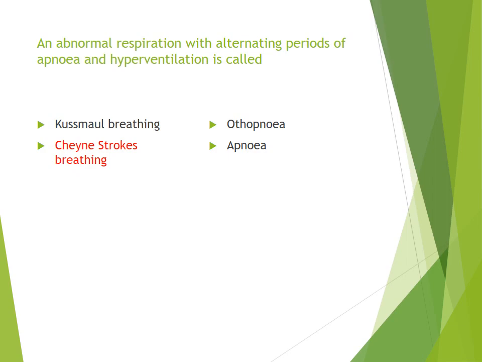Next question. An abnormal respiration with alternating periods of apnea and hyperventilation is called options A. Kussmaul's breathing, B. Cheyne-Stokes respiration or Cheyne-Stokes breathing, C. Orthopnea and D. Apnea. Right option is Cheyne-Stokes respiration or Cheyne-Stokes breathing.